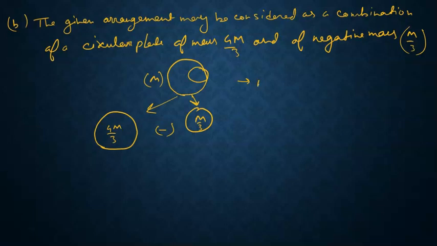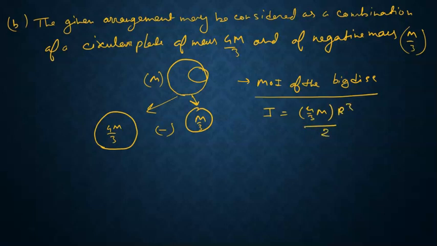So now the moment of inertia of the big disk equals I equals m r square by 2, with mass 4 by 3 m, because we know that I equals m r square by 2 in case of a disk. So that is basically 4 m r square by 6.